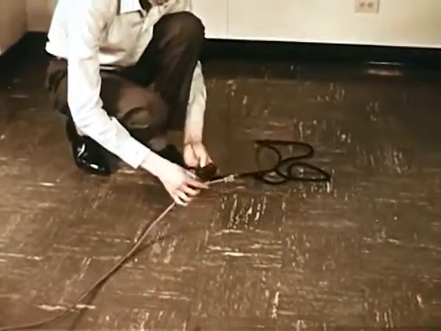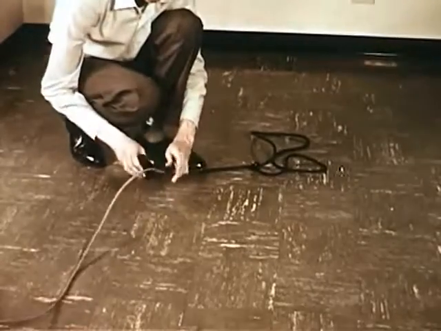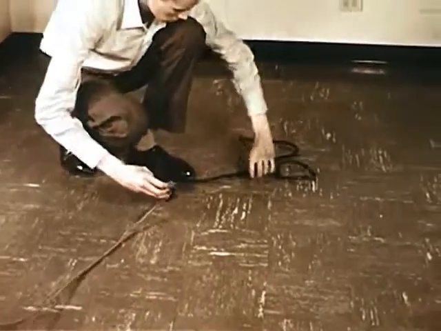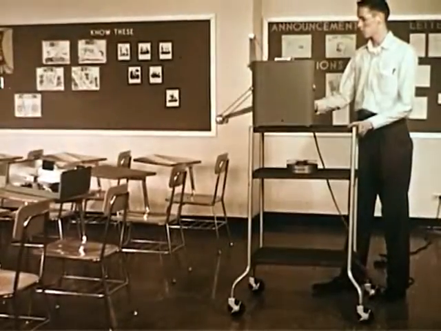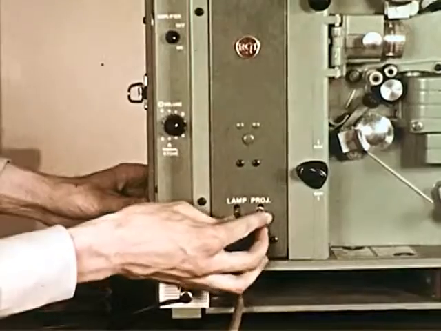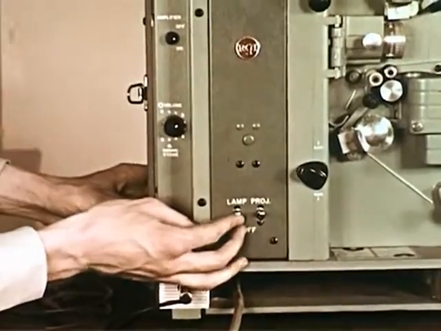If an extension cord is used, it should be secured by a knot. If the sound fails to operate, it may be because the plug is reversed in the outlet. The projector is ready for a trial run. The motor is turned on, then the lamp.